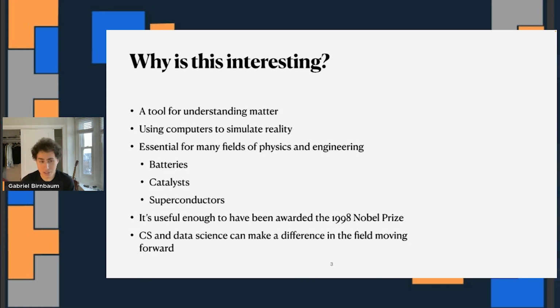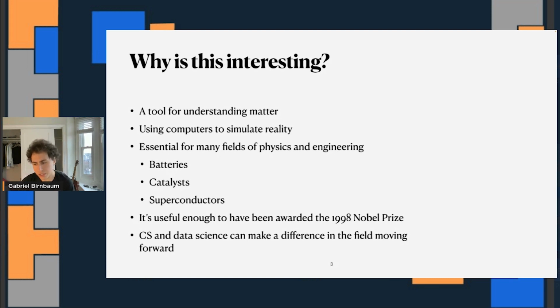Another thing is that, simply, it's useful. Many fields within physics, engineering and chemistry require understanding and controlling the properties of matter at the level of individual atoms and molecules for progress. You can think of batteries, which is the electrochemical cell case. You can think of catalysts, which are chemical compounds that speed up chemical processes. And you can think of superconductors, which are very interesting materials that lose their resistance when their temperature is lowered to very cold temperatures.